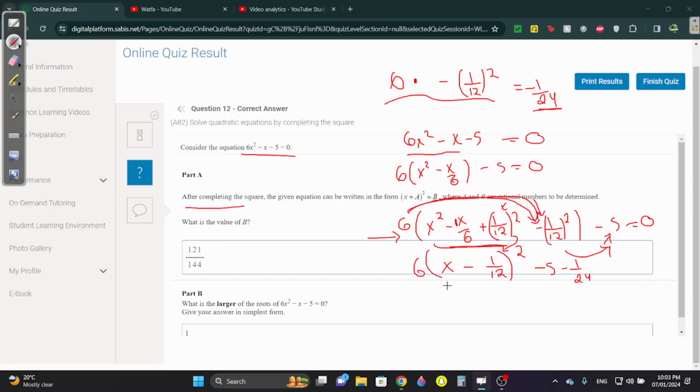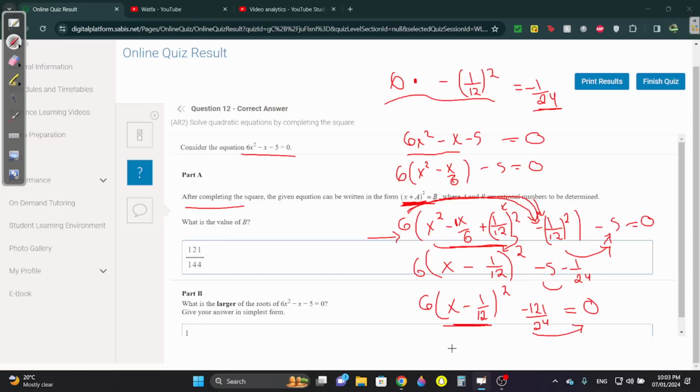Okay, now we can simplify it a bit. 6 into x minus 1 over 12 squared minus 5 minus 1 over 24. You can do this on a calculator. You get minus 121 over 24. Obviously equals 0, yeah? If you look at the question, they want the x minus 1 over 12 squared to be alone. So they want you to move everything to the other side and keep this here alone.